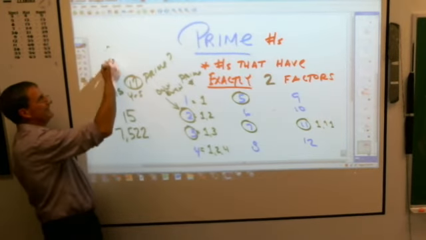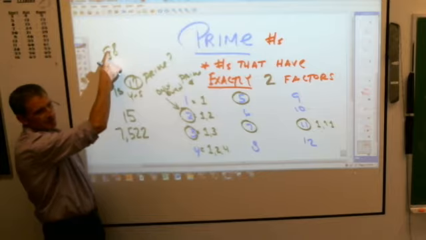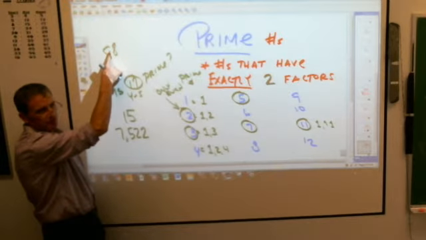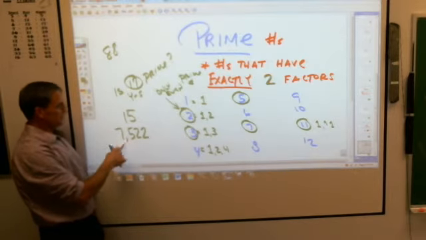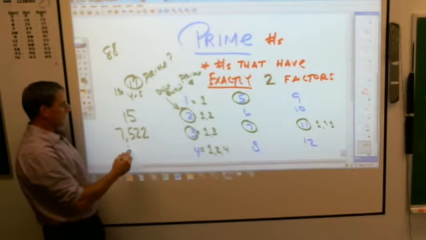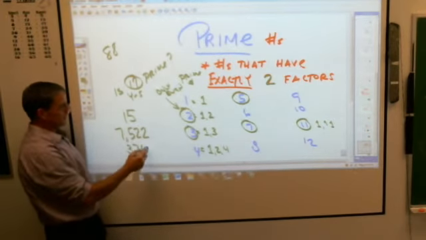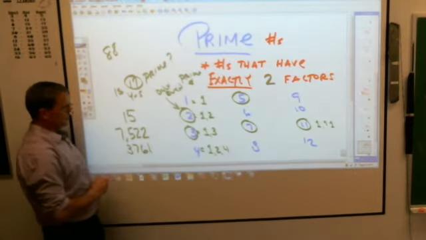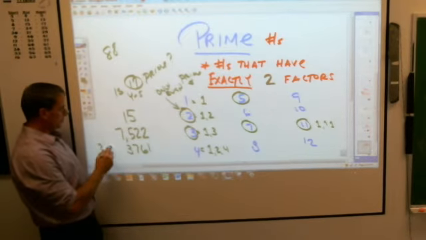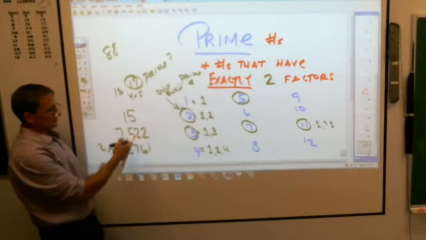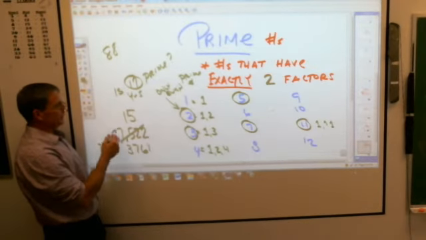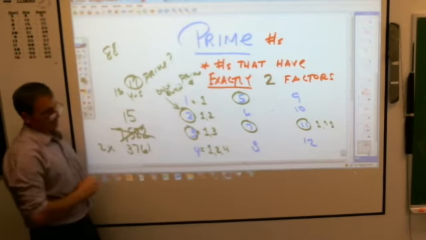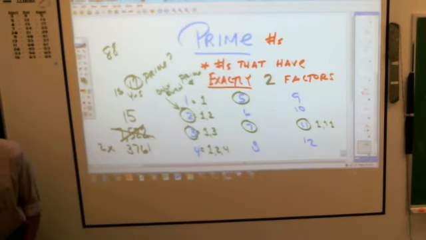Because if you said, well, 88, I know that 2 times 44 gives me 88. So there are other factors to 88 besides 1 and 88. You could actually do this. If you cut this in half, what do you get? 3,761. 2 times 3,761 gives you this, so you know this is not a prime number. So any even number is going to be not a prime number.